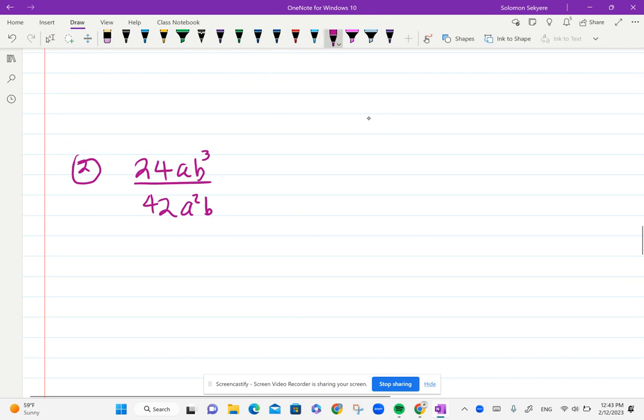What about this one? 24 a b cubed divided by 42 a squared b. Let's tackle the numbers portion first. So 24 over 42. Let's see, what number divides? So 6 divides this, 4, 6 divides here, 7. So the numbers part is 4 over 7.